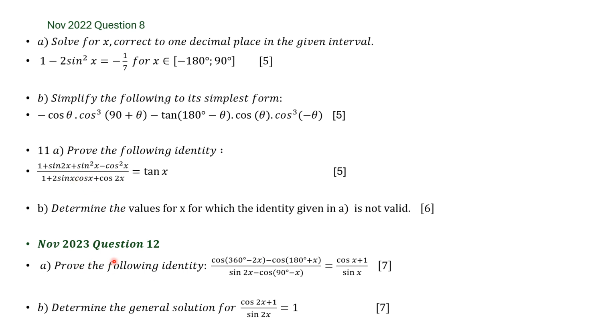November 2023, it was question 12 in the IEB paper. Prove the following identity: cos(360 minus 2x) minus cos(180 plus x) over sine 2x minus cos(90 degrees minus x) must equal cos x plus 1 over sine x, for 7 marks. And then again, general solution: cos 2x plus 1 over sine 2x equal to 1, 7 marks.